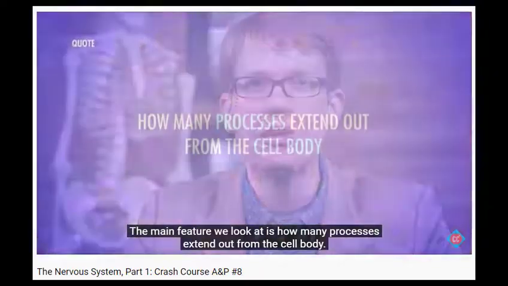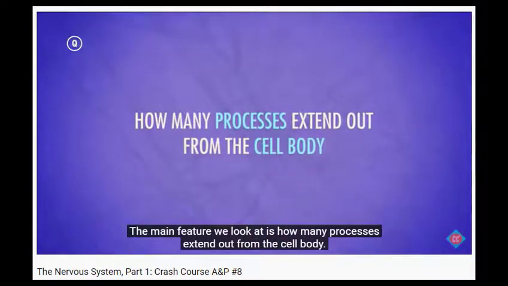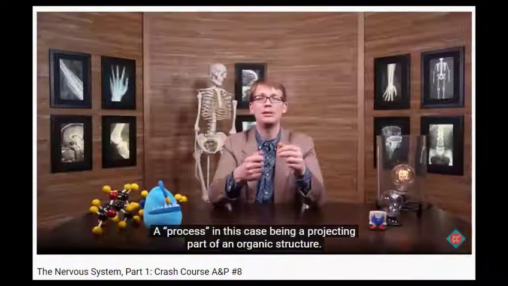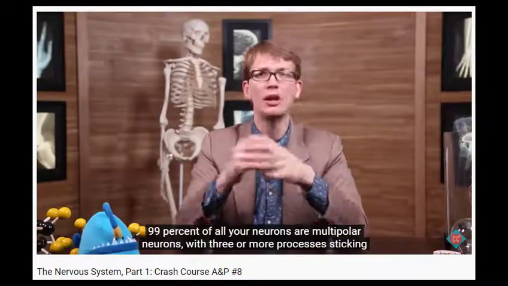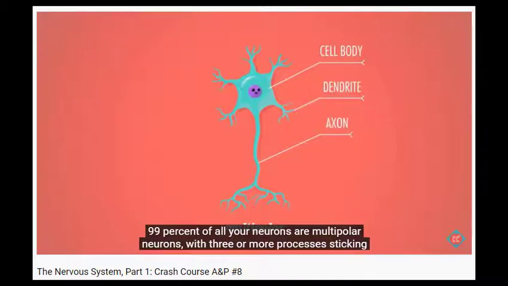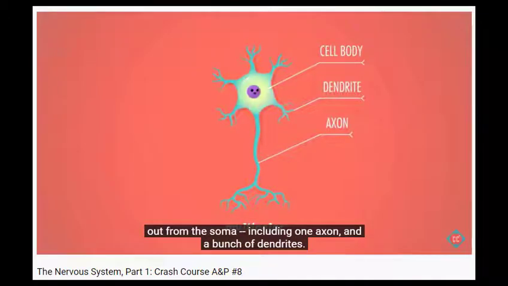The main feature we look at is how many processes extend out from the cell body. A process, in this case, being a projecting part of an organic structure. 99% of all your neurons are multipolar neurons with three or more processes sticking out from the soma, including one axon and a bunch of dendrites.